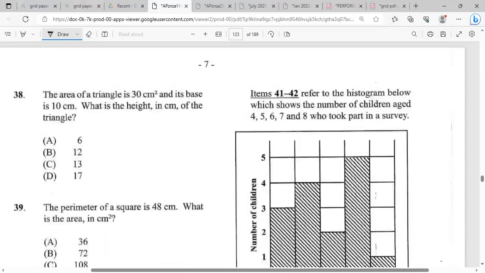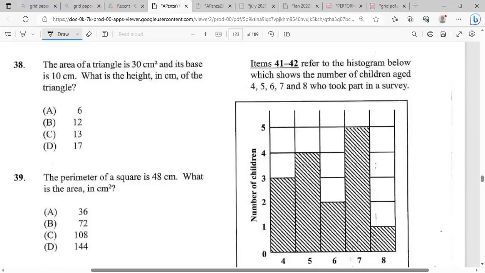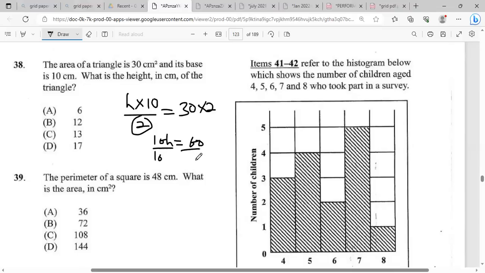All right, the area of a triangle is 30 centimeters squared and its base is 10 centimeters. What is the height in centimeters? So we know that h times 10 divided by 2 gives us 30. So we just take it from there. We multiply by 2. 10h is equal to 60, and we divide by 10. So that gives us 6.